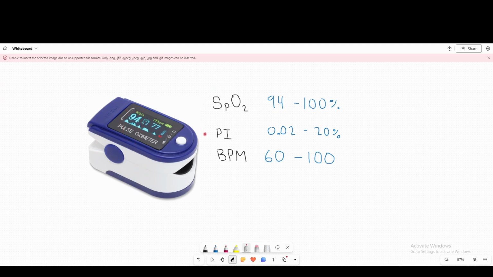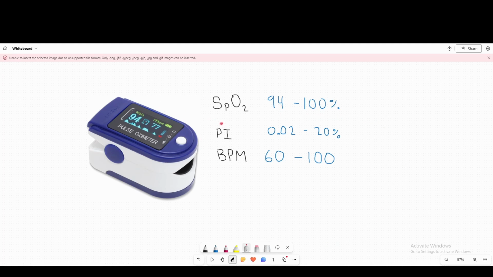So I've got some of the values that it's going to give you on the right hand side here. The main one that we're going to be looking at today is SpO2, which again is that percentage of blood that is saturated, typically with oxygen. This is your normal value, 94 to 100%.